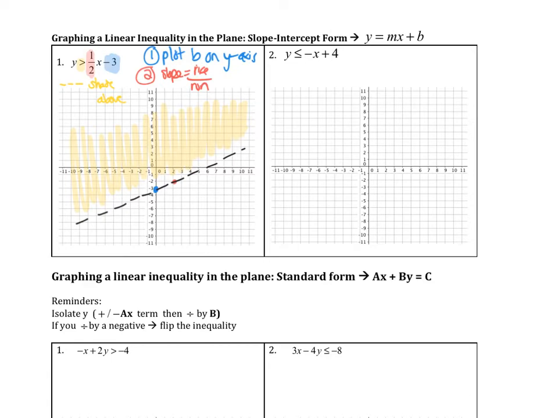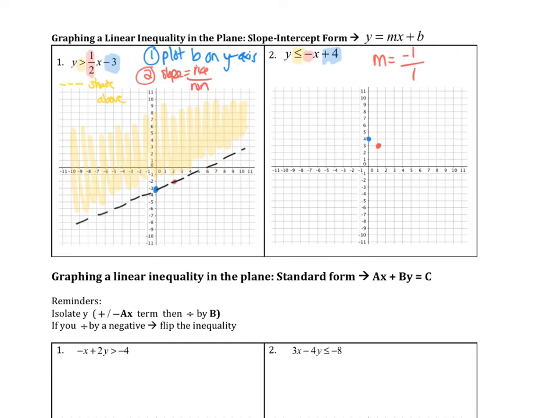In the next example, our b here is 4. So remember, plot the b on the y-axis. So I'm going to plot a 4 on the y-axis. And in this one, the slope, or the number that's out front of the x, is actually -1. So our slope is -1 over 1, which tells you rise over run. I'm going to go down 1 and right 1 to plot another point.